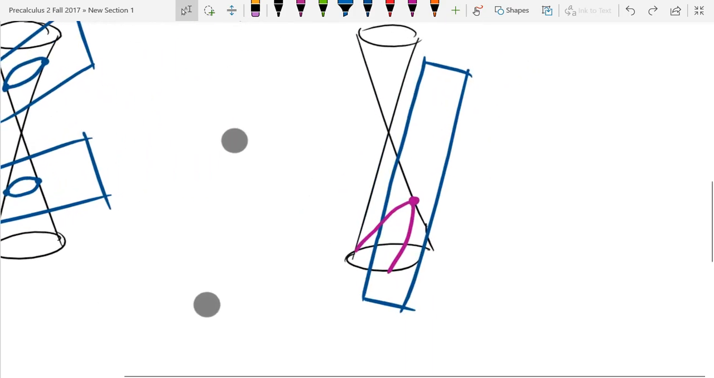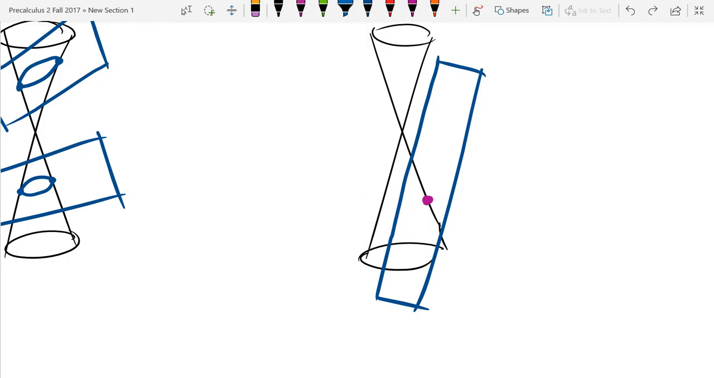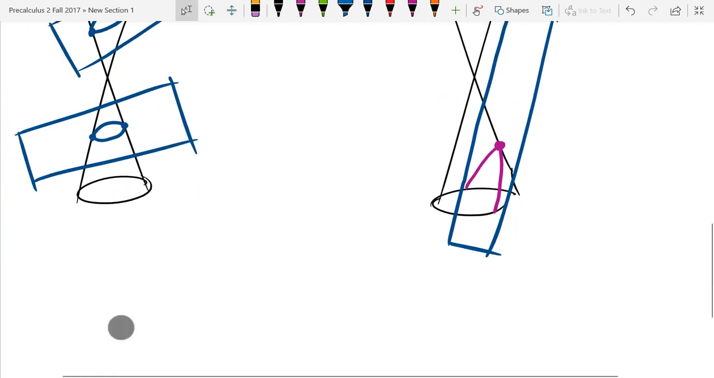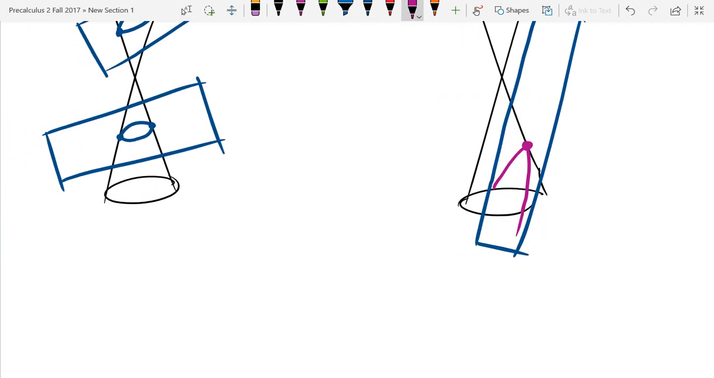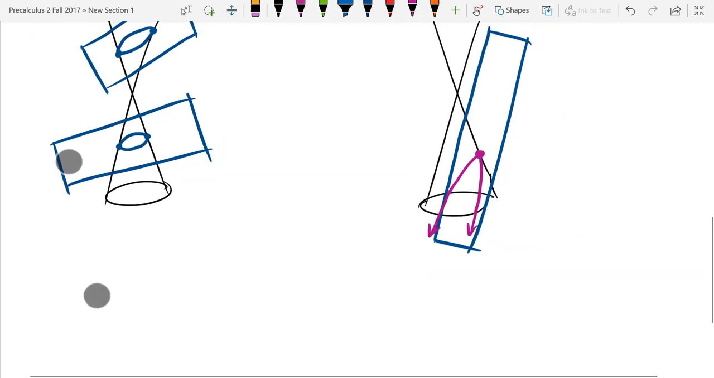I think I drew the purple a little bit inaccurately. I think it goes down. It's going to look a lot more like this. And of course, this does go on forever, so the intersection arrows do go on forever. So that's how the parabola is formed.